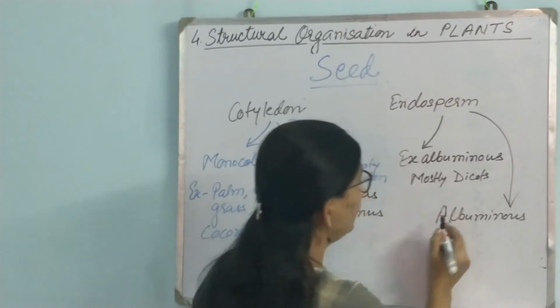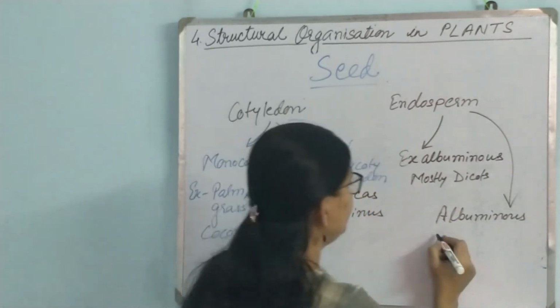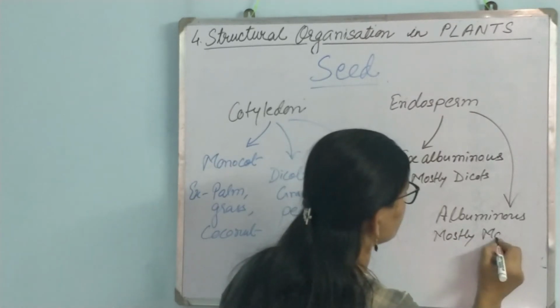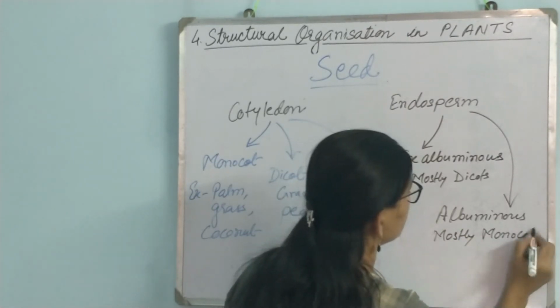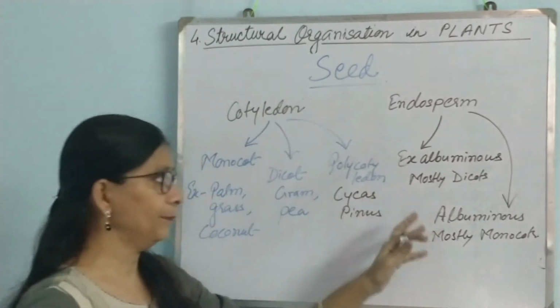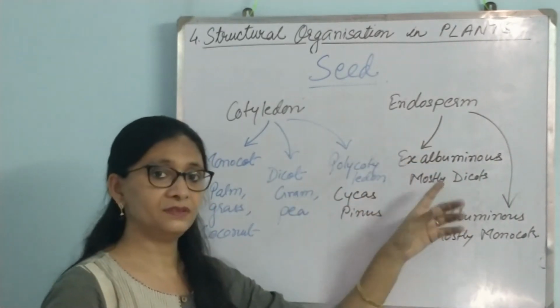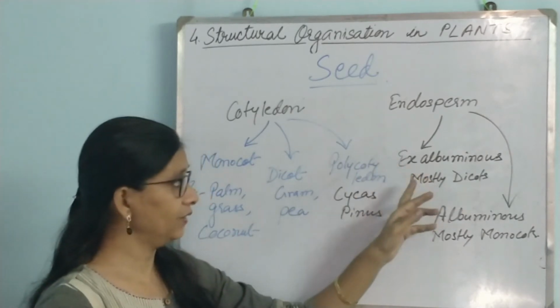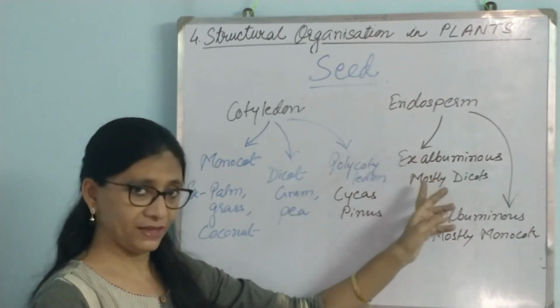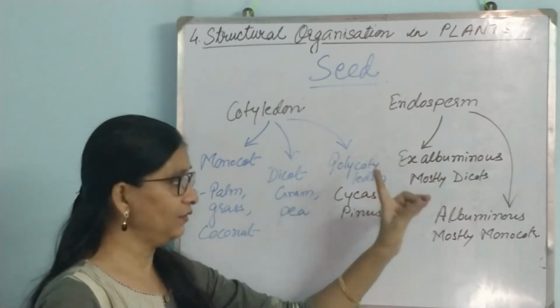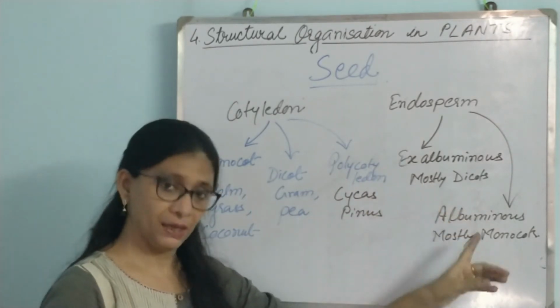Albuminous seed or endospermic seed, and these are mostly monocots. I am not giving the example separately. In both these cases, there are exceptions. Like we have few monocots which are ex-albuminous, and few dicots which are albuminous.